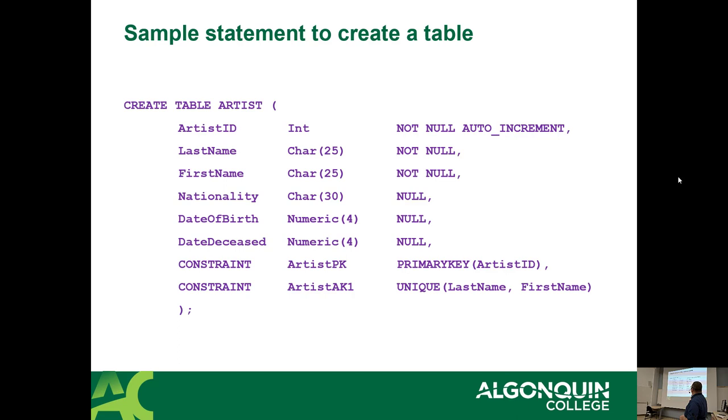Okay, so if we look over here, we got the artist ID. It's an integer. It's set as not null. And you'll see this thing here called auto increment. Auto increment is MySQL specific. Anybody want to take a guess what auto increment does? That's exactly what it does.